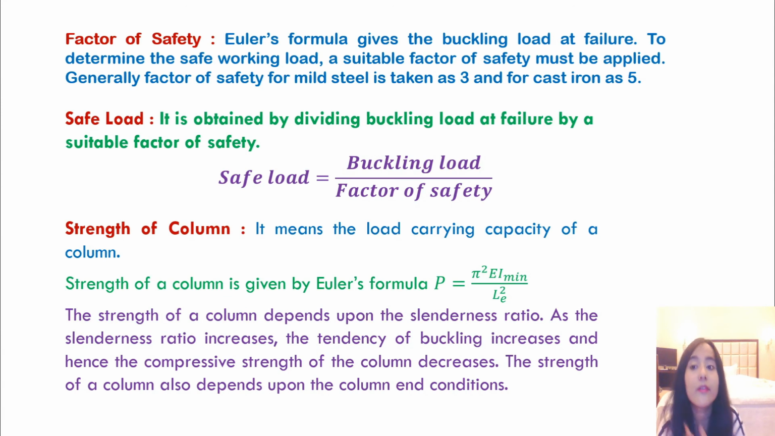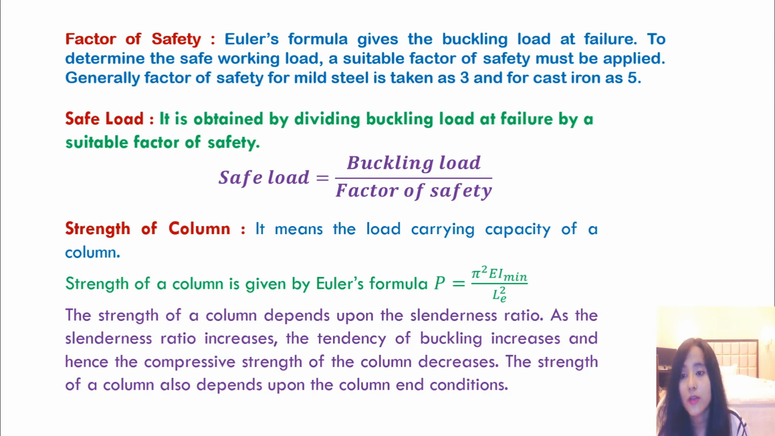Now next we have factor of safety. So Euler's formula gives the buckling load at failure. To determine the safe working load, a suitable factor of safety must be applied. Generally the factor of safety for mild steel is taken as 3 and for cast iron it is taken as 5. Now next we have safe load. Safe load is nothing but the ratio of buckling load by factor of safety. The buckling load of the column and the factor of safety that we take, that will give the safe load.